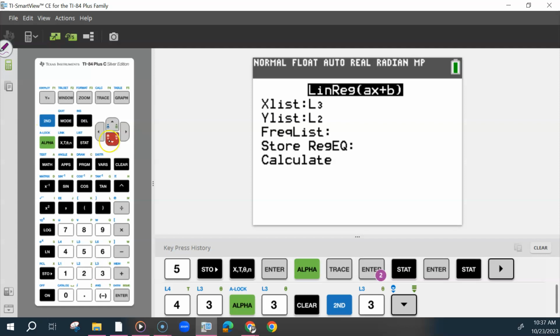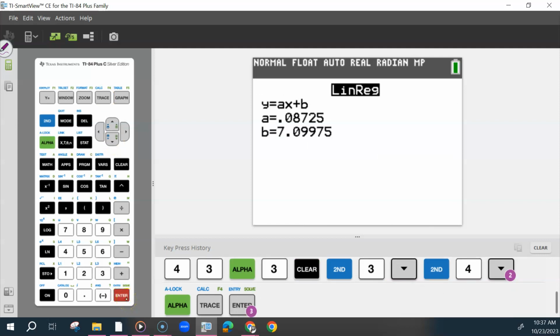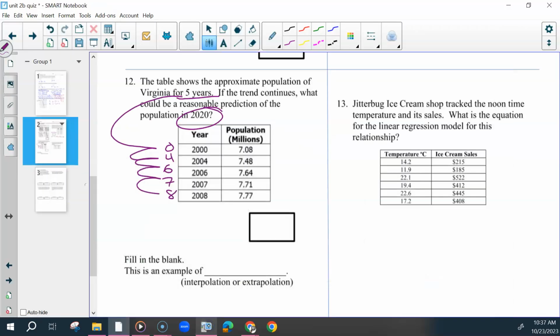There we go. And L4. And then do the same thing, alpha trace, store it at the same place, and so this should have been your equation. Again, 3 decimals, I accepted 2. Round, you could have used all of them.